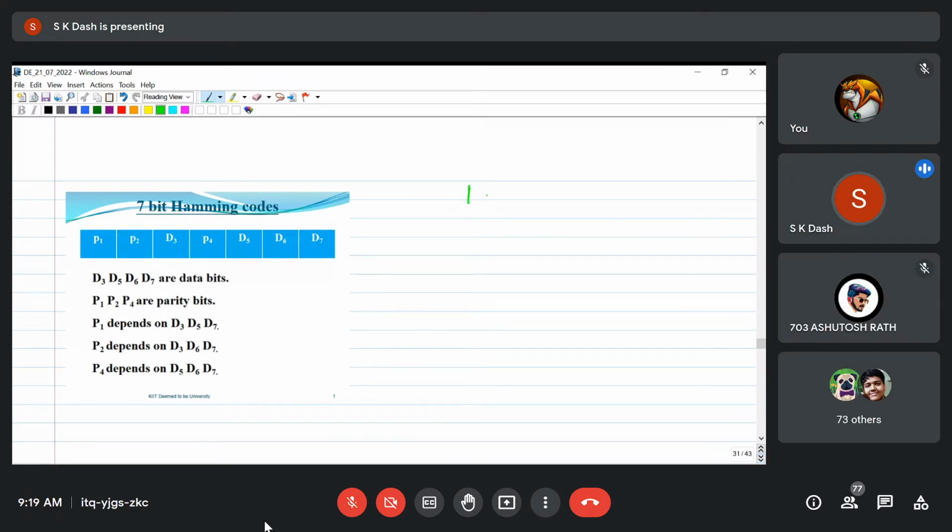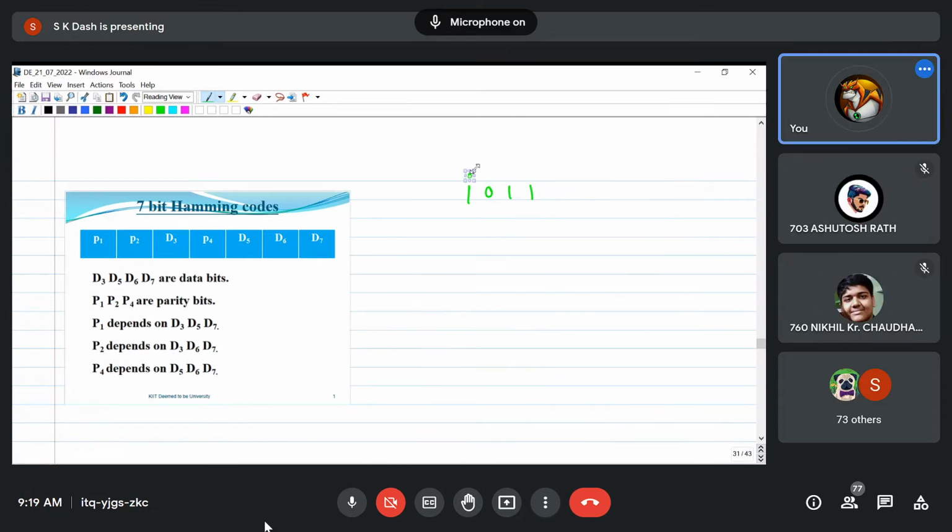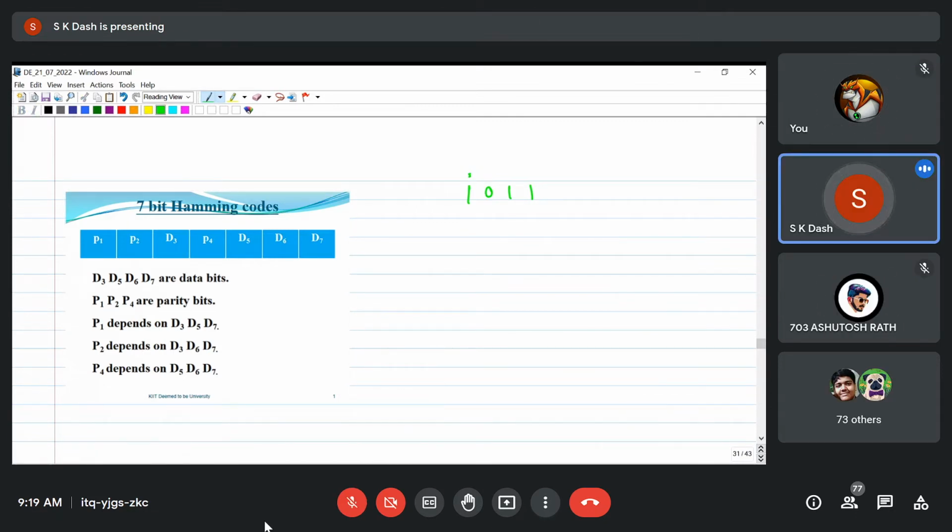1011. Okay. So when you are saying 1011, which one is your most significant bit and which is your least significant bit? This one, this one. This is MSB or LSB? MSB, most significant. This is MSB. And this one is your least significant bit.